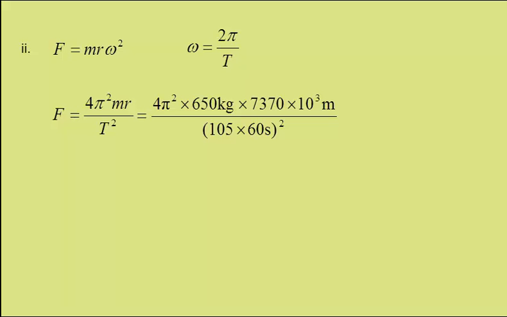In part 2, we're to find the centripetal force acting on the polar orbiting satellite if it has a mass of 650 kilograms. Well, centripetal force is given by mass times radius times angular velocity squared, and the angular velocity omega is 2 pi over the time period, so we can substitute in to give this expression for the centripetal force. We can then put in all the values, not forgetting to convert the time period to seconds and the radius of orbit to meters. This gives 4760 newtons.